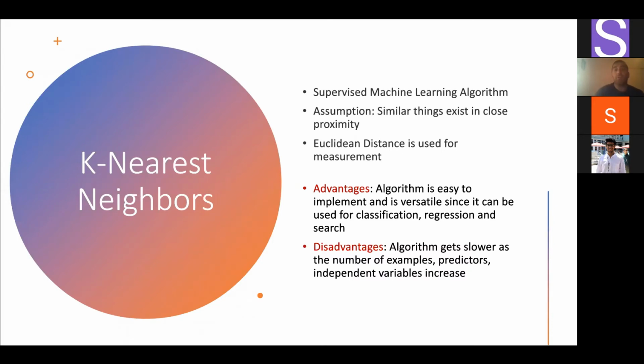Now there are certain advantages with k-nearest neighbors. The algorithm is very easy to implement and it's versatile, so it can be used for classification, regression, and search. However, there is a disadvantage, and that's when the algorithm gets slower as the number of examples, predictors, and the number of independent variables increase as well.